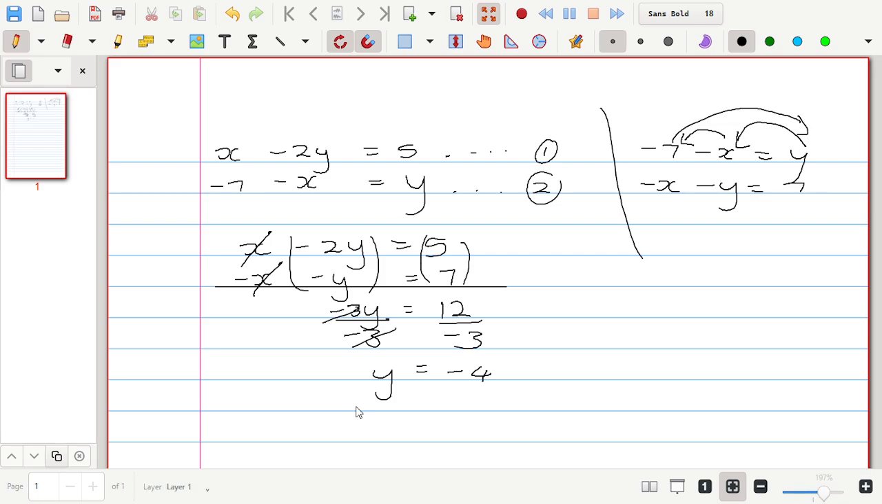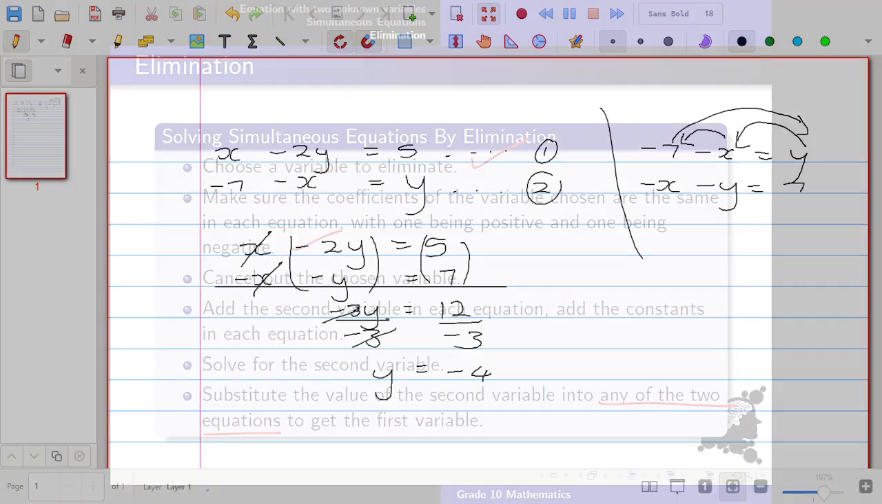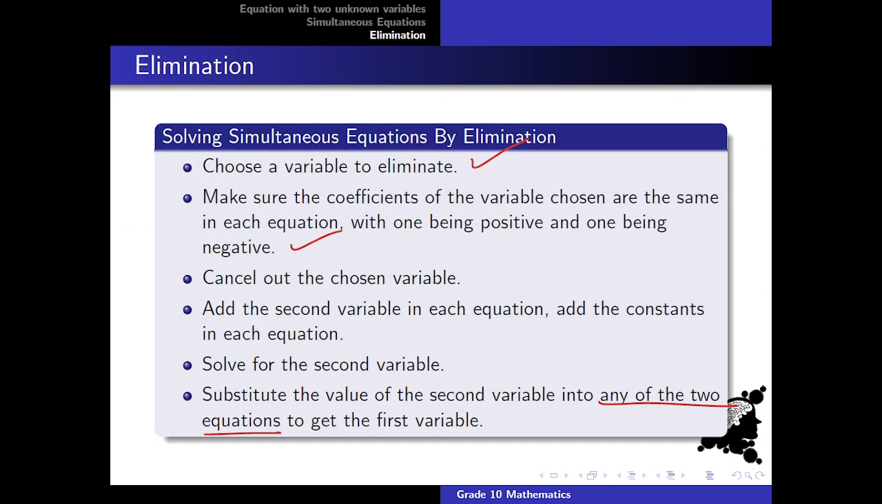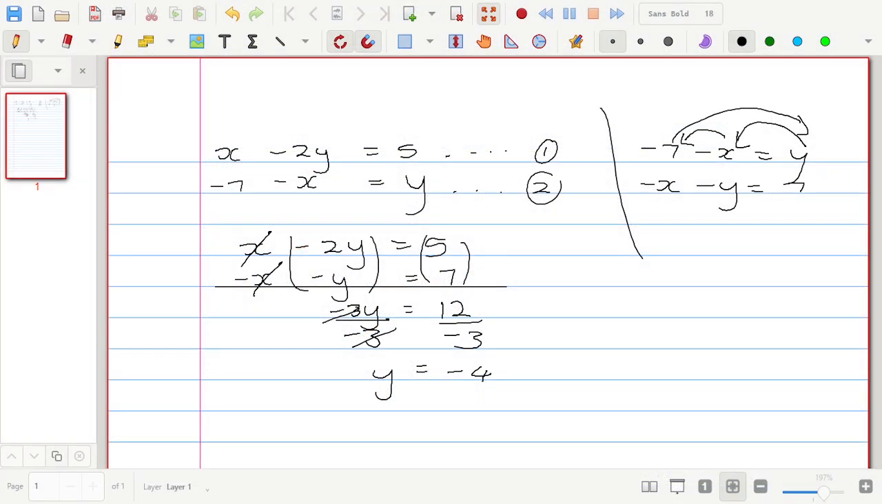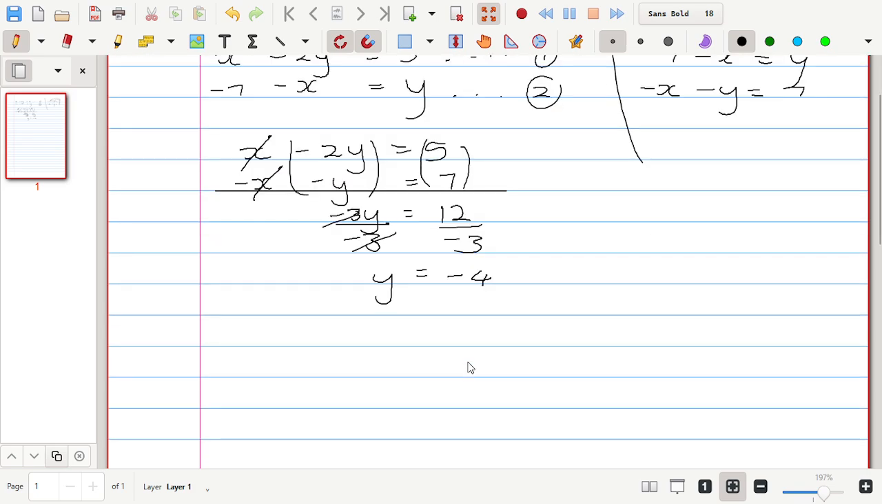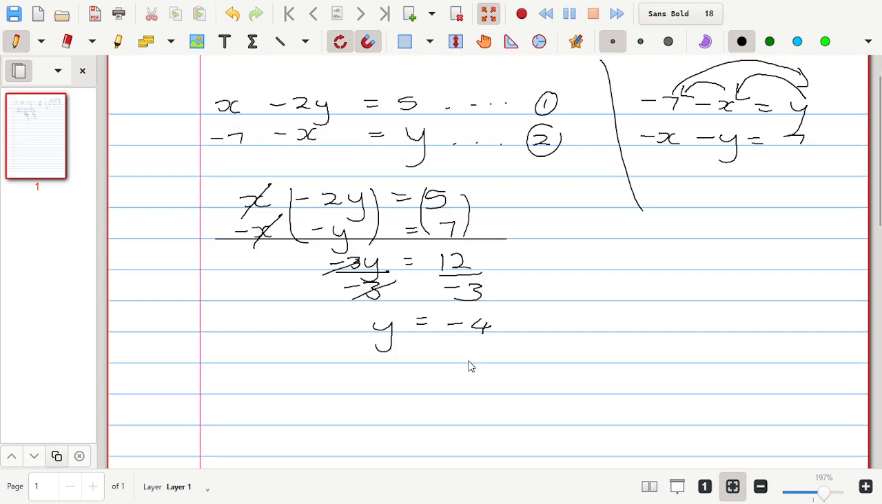Right. Now, let's go back to our notes and see what's the next step. So, we've cancelled out the variable, we've added the second variable in the constants, and we've gotten the value of the second variable. In this case, we got y. Now we need to substitute the second variable, in our case, which is y, into any of the two equations. Let's check what we can do here.